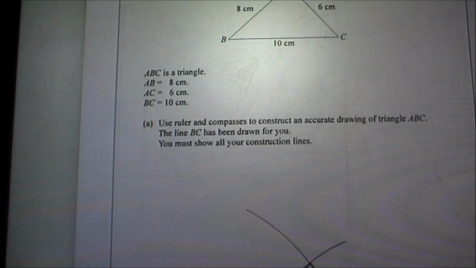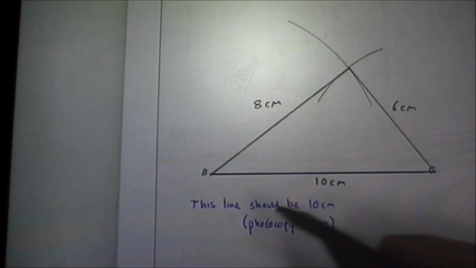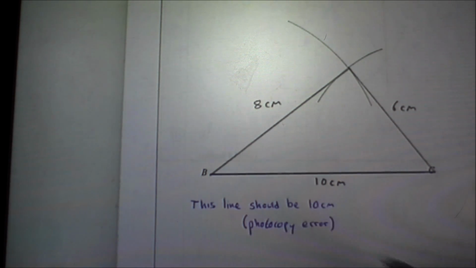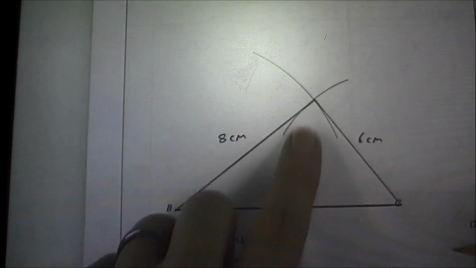Question number 10. ABC is a triangle. Use a ruler and compass to construct an accurate drawing of triangle ABC. The line BC has been done for you. The line should be 10 centimetres. I found that it's not because it's a photocopying error, so never mind. This has got to be 6 centimetres.